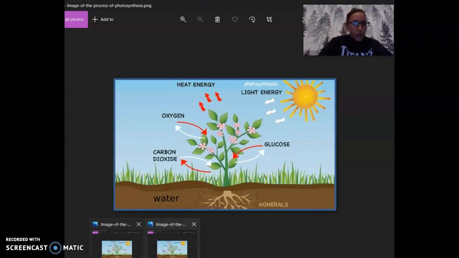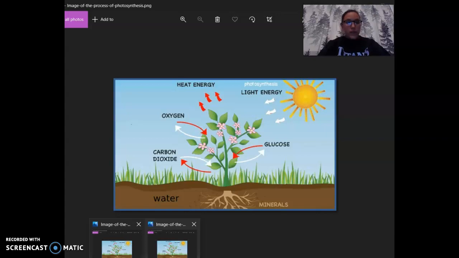All right, so moving on to photosynthesis. Now, photosynthesis is the process in which green plants and other organisms use sunlight to create foods from carbon dioxide and water. Photosynthesis in plants usually involves chlorophyll and generates oxygen as a byproduct.